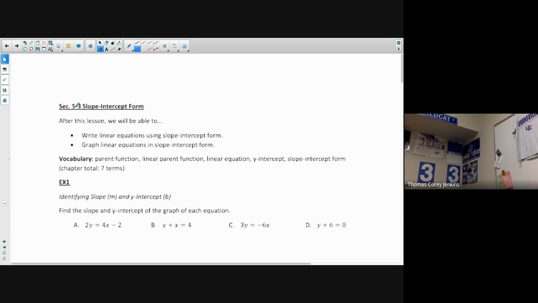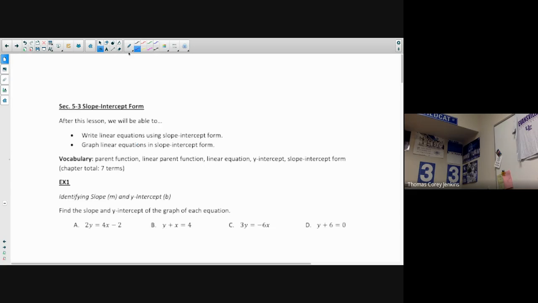We're talking about slope-intercept form today. So we talked a lot about this in pre-algebra. Hopefully that proves to be helpful as we're working through this. I think I'm going to split this lesson into 2 days, just because there's a lot to it. Our learning targets: we want to be able to write linear equations using slope-intercept form, and then we want to be able to graph linear equations that are written in slope-intercept form.